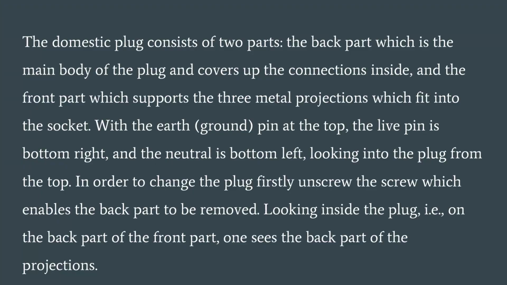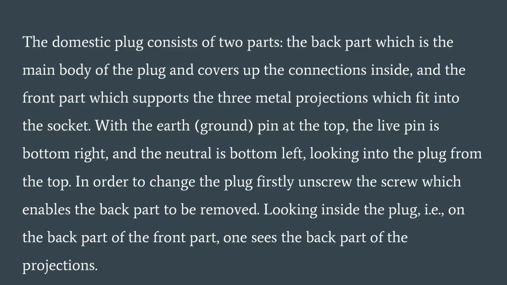Well, let's take a look at the sample. It's written informally, and we want to improve the style and make it a little more concise. Domestic plug consists of two parts. The back part. Part in English is not very specific; it's an informal, general kind of term. We want to replace it with a better word like component or section, which is the main body. There's also a kind of redundant relative clause, and covers up the connections inside, and so on. I'm not going to read all of this. Let's just think about what we can do here.